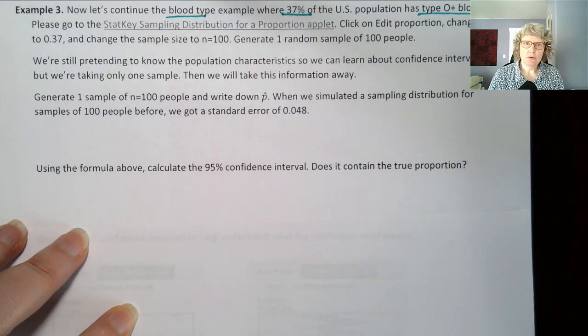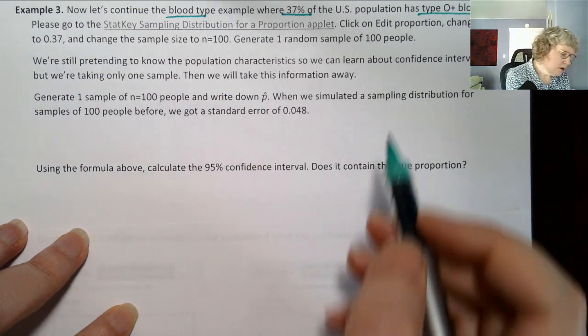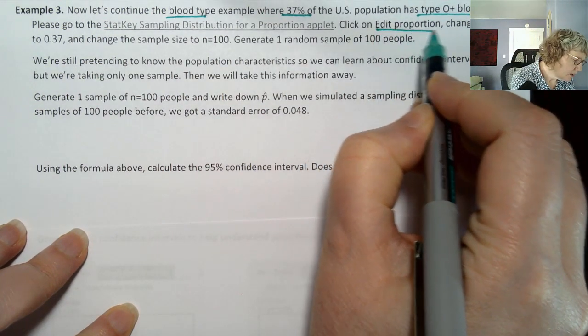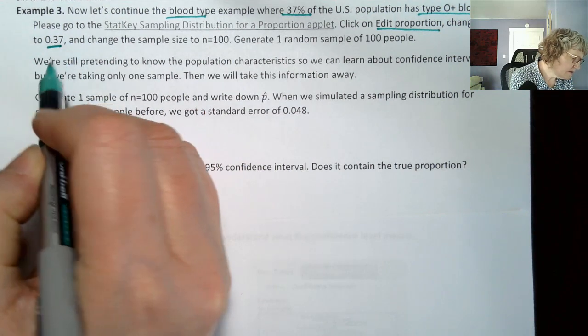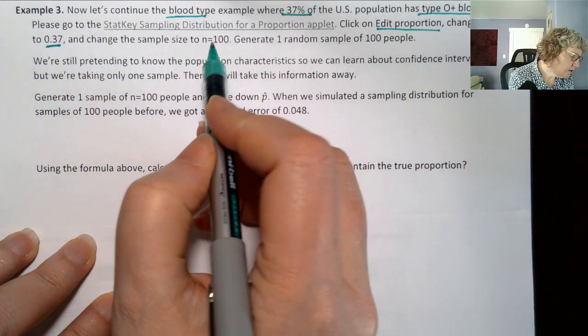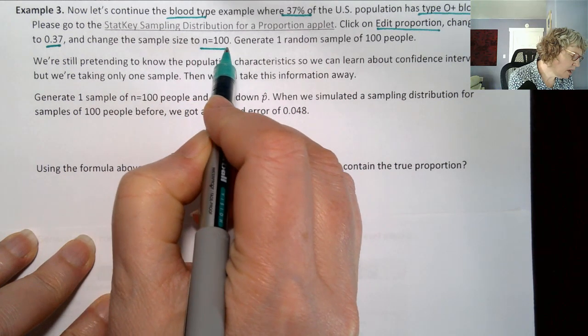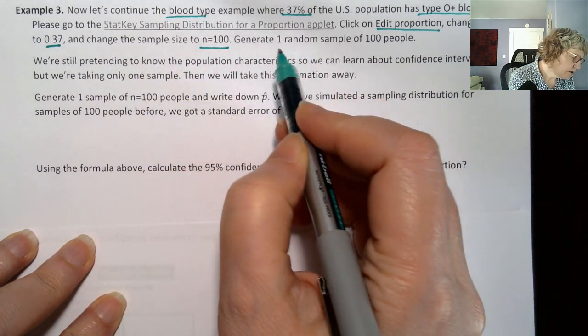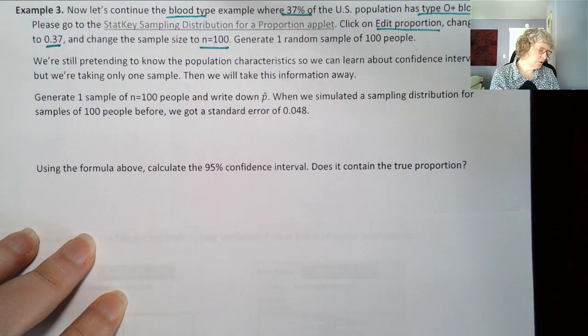So I want to go to the StatKey sampling distribution applet again, but this time the one for the proportion. We're going to need to edit our proportion to change it to 0.37 for 37%. And then this time I want to use the sample size of 100. And we're going to generate one random sample of 100 people.